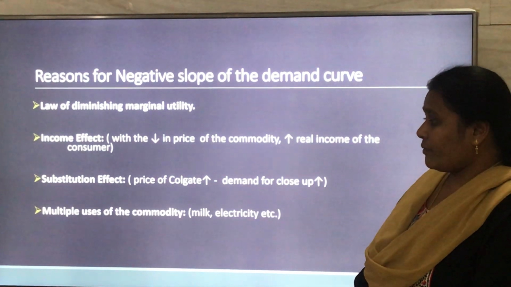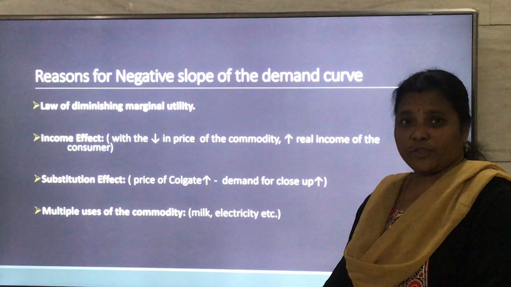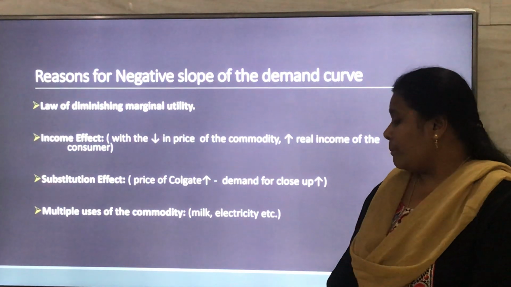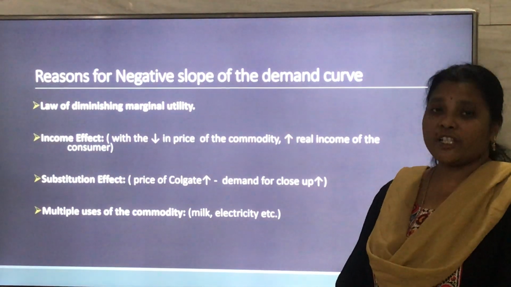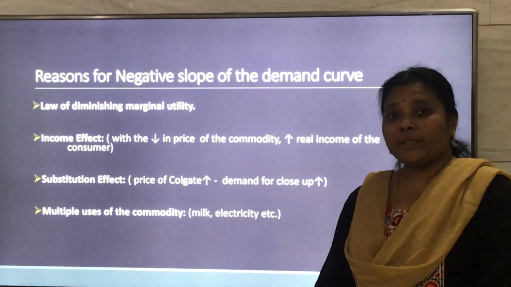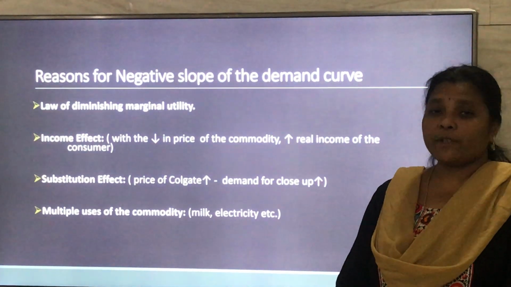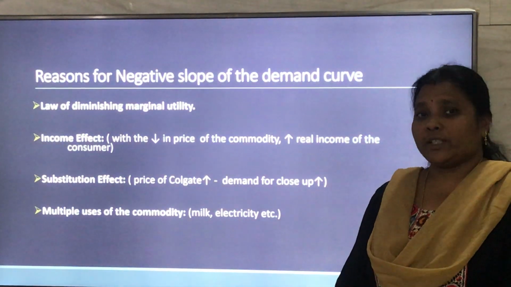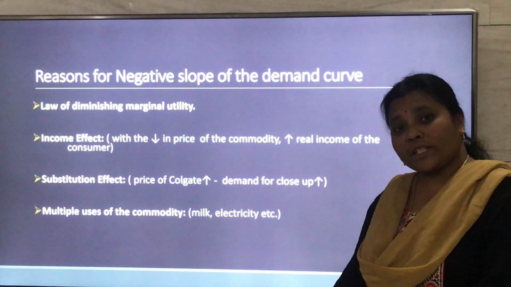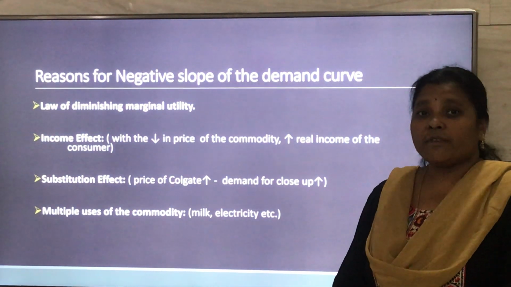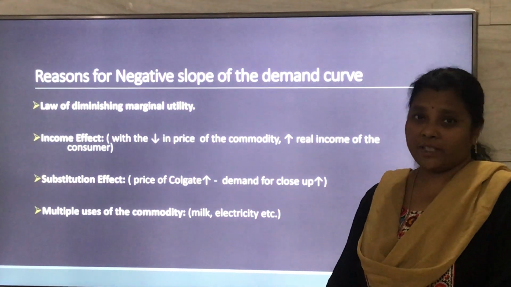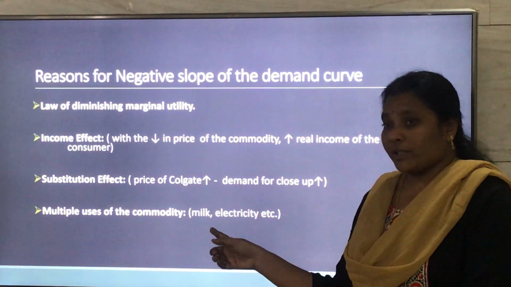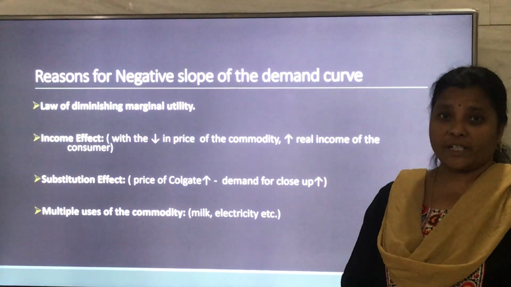The next reason is multiple uses of the commodity. There are various commodities which have any number of uses, for example milk and electricity. If the price of milk is high, what happens? We use milk only for limited purposes, like having coffee or tea or giving milk to children, isn't it? When the price of milk decreases, your mother will start cooking various sweets with milk, so the demand for milk increases. So even the multiple uses of a commodity increase the demand for it with a small decrease in the price.